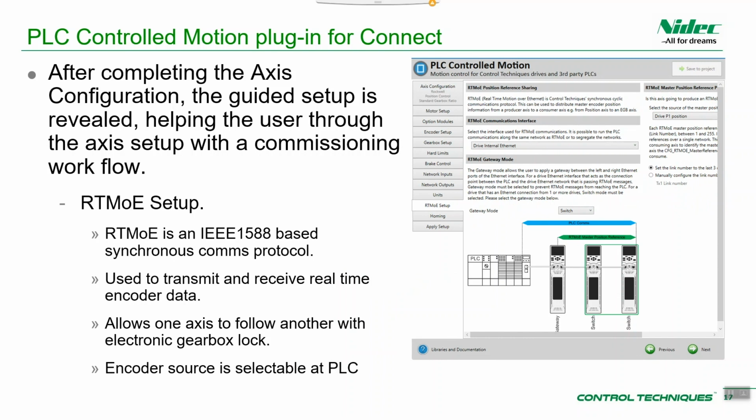RTMOE setup. So RTMOE is an IEEE 1588 based synchronous comms protocol that Control Techniques use. It's used to transmit and receive real-time encoder data as a means to cause an axis that's set up as a position control axis to send out its position as a reference for another axis to follow. So the following axes are always EGB, electronic gearbox axes.